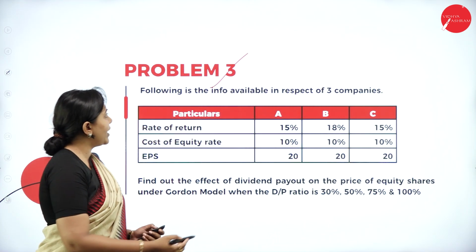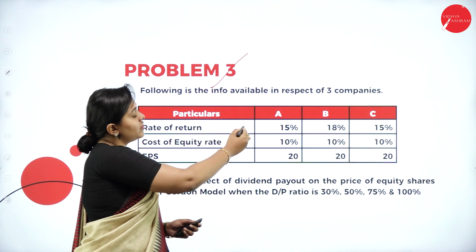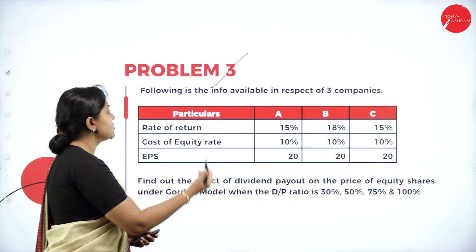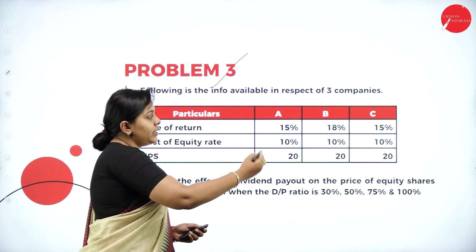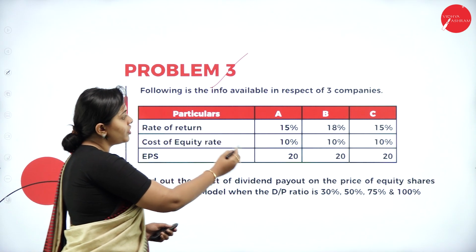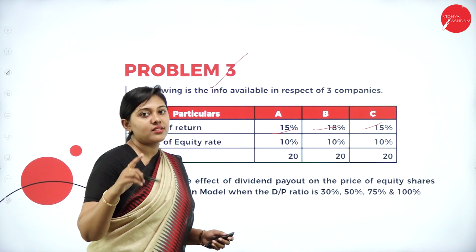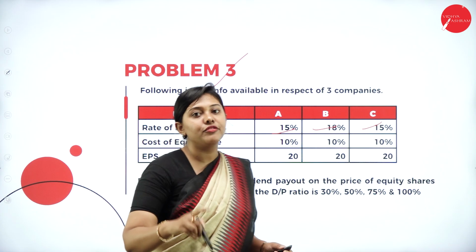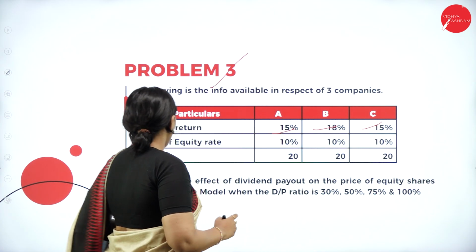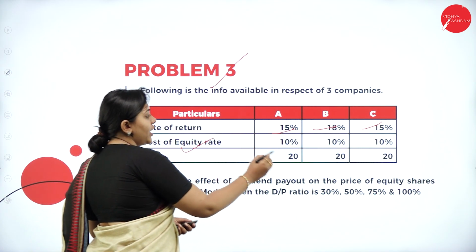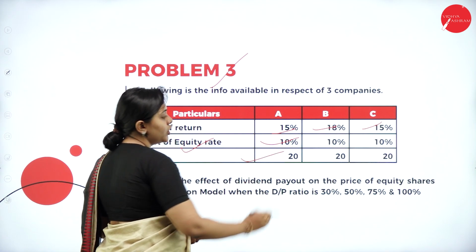So let us read out the question. Following is the information available in respect of 3 companies, particulars A company, B company and C company. Rate of return is similar for A and C company, but it is different for B company. And cost of equity rate is 10%, earnings per share 20 rupees.